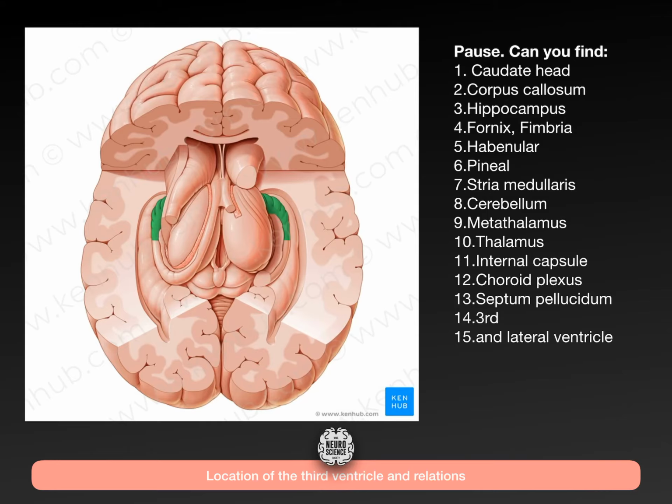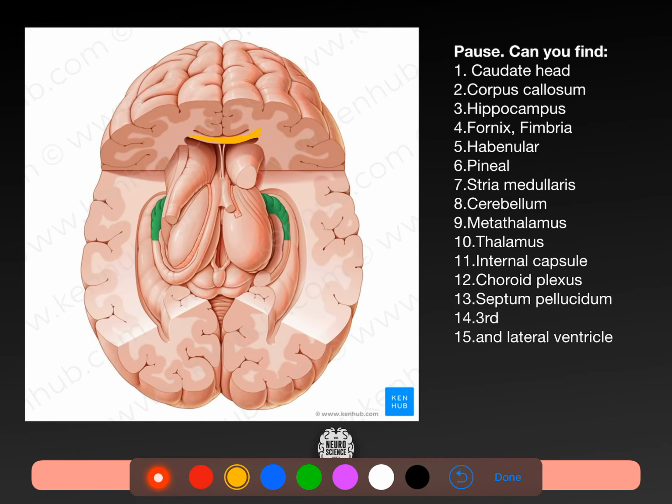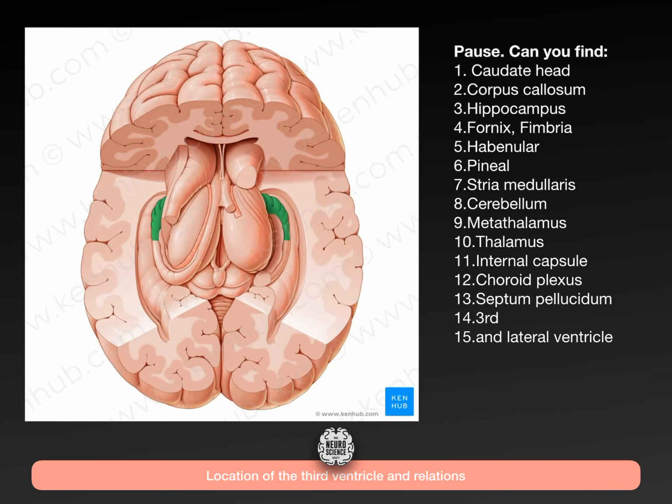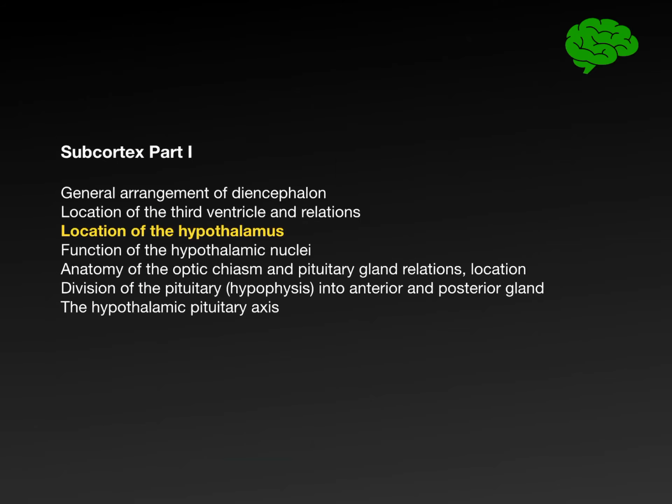And pause here, see if you can go through and find all of those structures. Just pop a pin on them, you know. So, for example, I'll give you one for free. Here's your corpus callosum. Right, so that's number 2. So see if you can pause them and go through. And that's some really good synoptic revision for you.